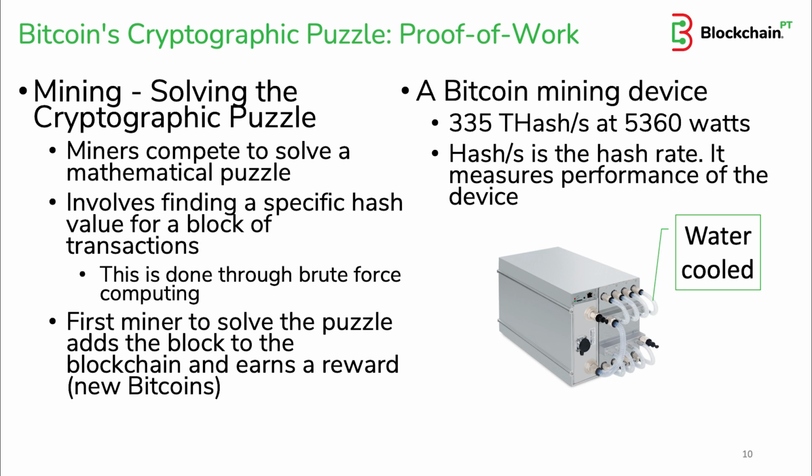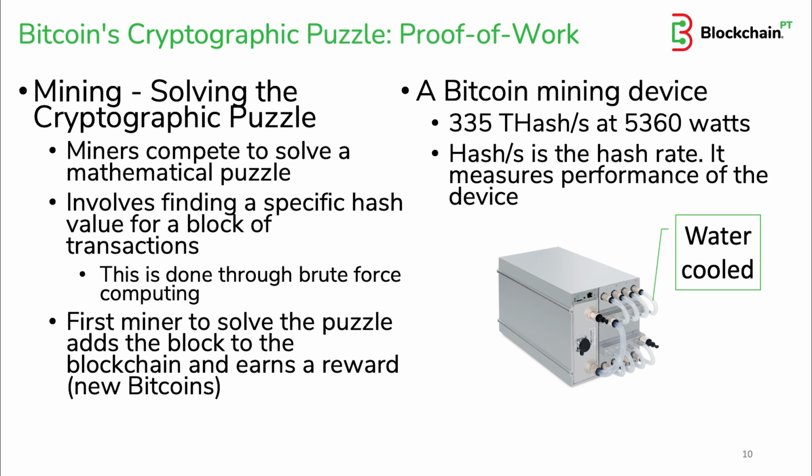Bitcoin's cryptographic puzzle, proof of work, mining, solving the cryptographic puzzle. In Bitcoin, so-called miners compete to solve a mathematical puzzle. This involves finding a specific hash value for a block that holds Bitcoin transactions. The solving is done through brute force computing, requiring significant computational power. The first miner to solve the puzzle adds the block to the blockchain and earns a reward, new Bitcoins.